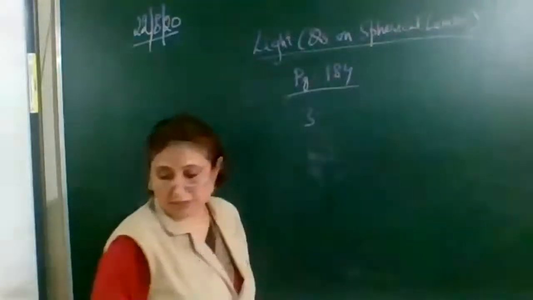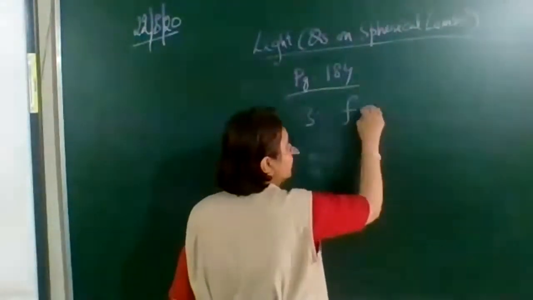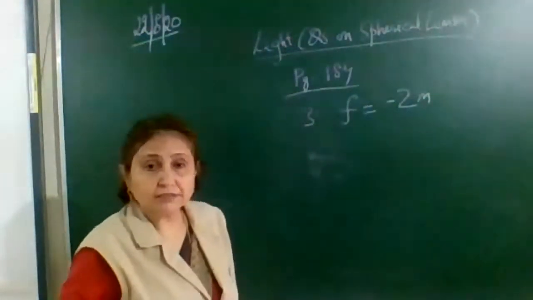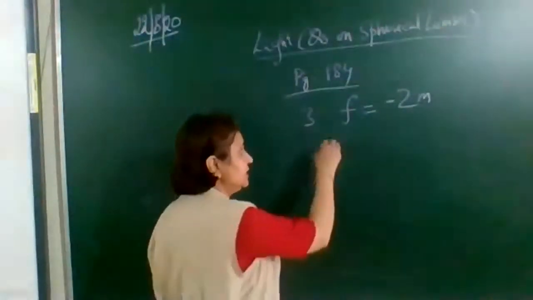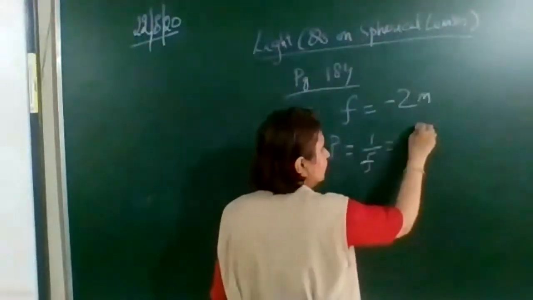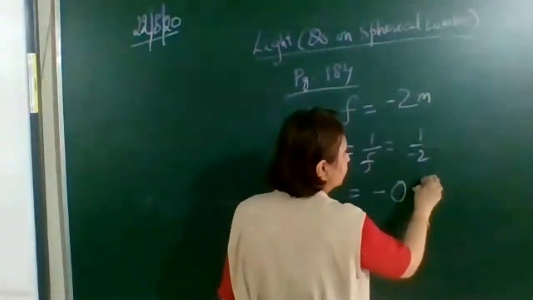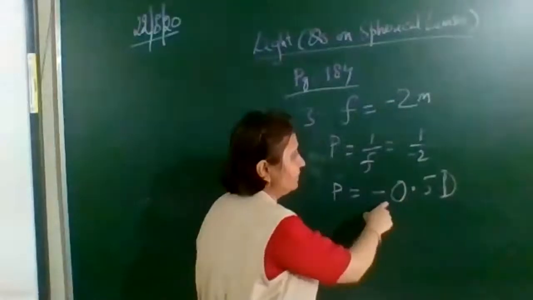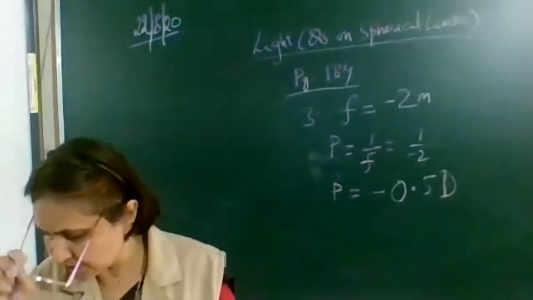It is given that the lens is a concave lens whose focal length is 2 meters. According to the sign convention, we know that the focal length of a concave lens is negative. So the focal length is minus 2 meters, and power is the reciprocal of the focal length, that is 1 upon minus 2, which can be written as minus 0.5. Now this power we will get in diopters, because the focal length we have taken in meters. So minus 0.5 diopters.